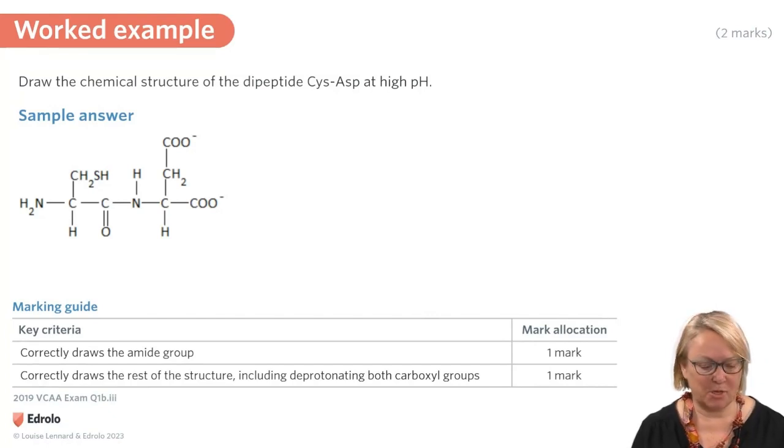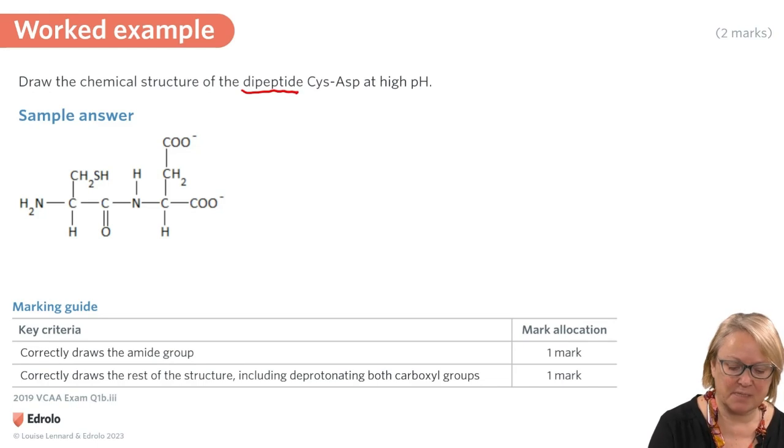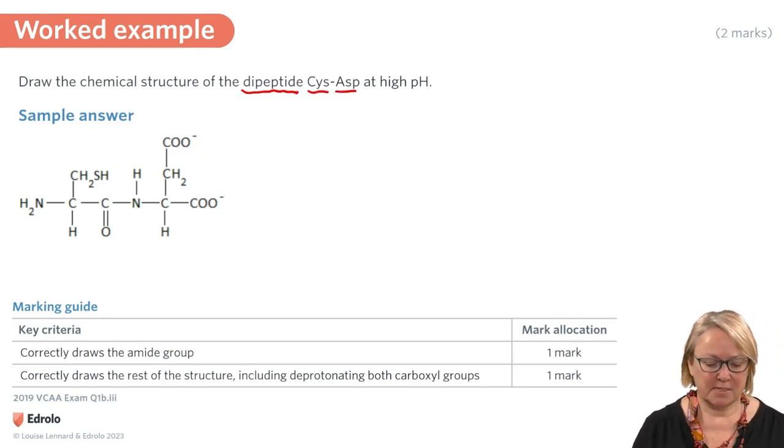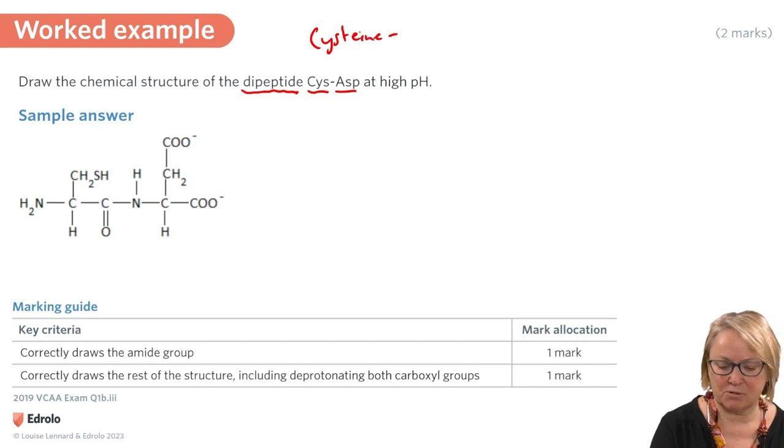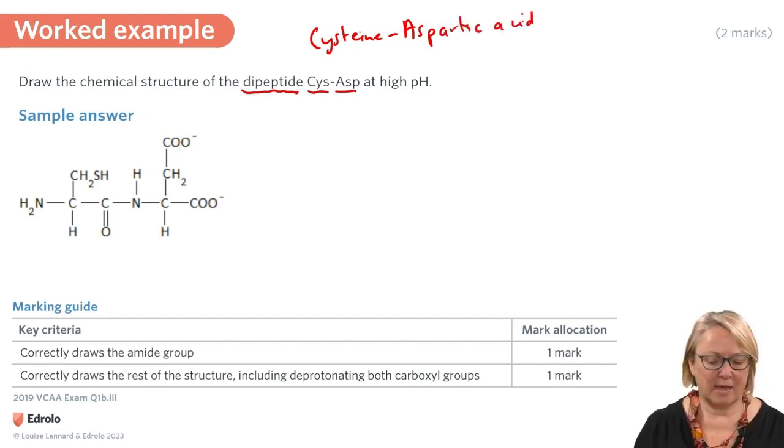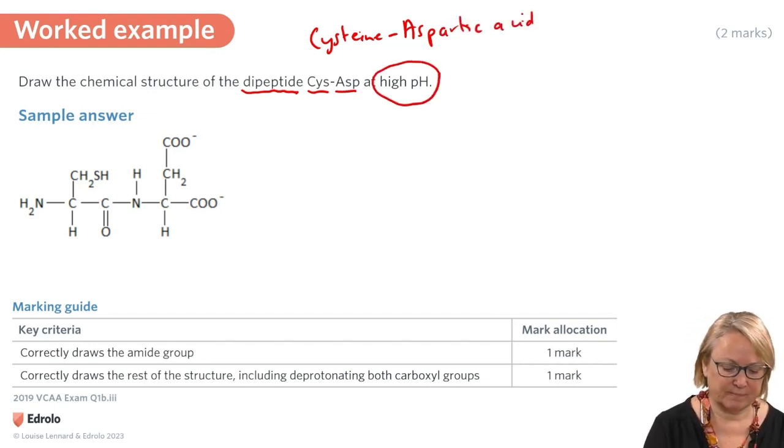So let's have a look at a worked example. Draw the chemical structure of the dipeptide Cys-Asp. Cys stands for cysteine, which you need to look at in the data book, and Asp, aspartic acid, at high pH.